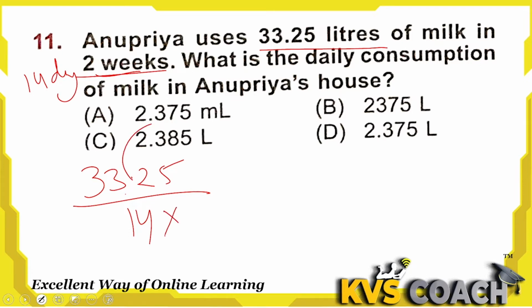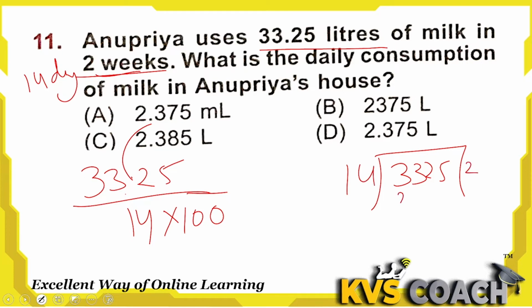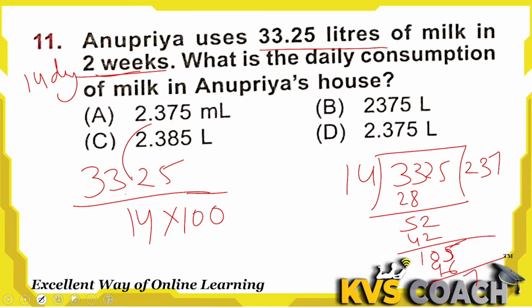Now I am removing the decimal first here. Divide this 3325 by 14. 14 twos are 28. 5 left here, 2. 14 threes are 42. 1 0 left, 5 is here. Now 14 sevens are 98. Okay, 7 remainder here. Okay, now we will put a point here and 0 here. So 14 fives are 70.